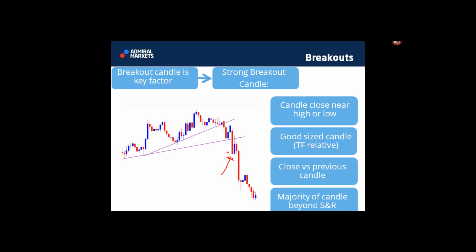Why? Once again, candle, let's take a look at that example where I have the red arrow. Is the candle near the low? Yes, absolutely. Look at that. Just a tiny wick, nothing there. Is it a good size? Absolutely. How is the close compared to the previous candles? Strong. Is the majority of the candle beyond the support or resistance? In this case, beyond support? Yes. It's more than half the candle is below it.